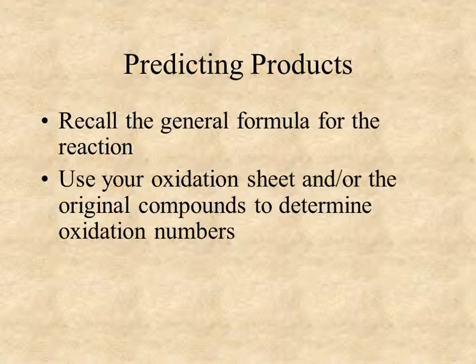And integrating those two, knowing what we're starting with, what elements we have to begin with, and what compounds we have to begin with, and what sorts of products we should be getting. Should we be getting elements? Should we be getting compounds? One of each? Two of each? Or two of one or the other? Then we can use our oxidation sheet or the original compounds to help determine what oxidation number is present on each of the elements. And this is primarily important if you have transition metals or tin or lead, those multivalent elements that are going to be involved.